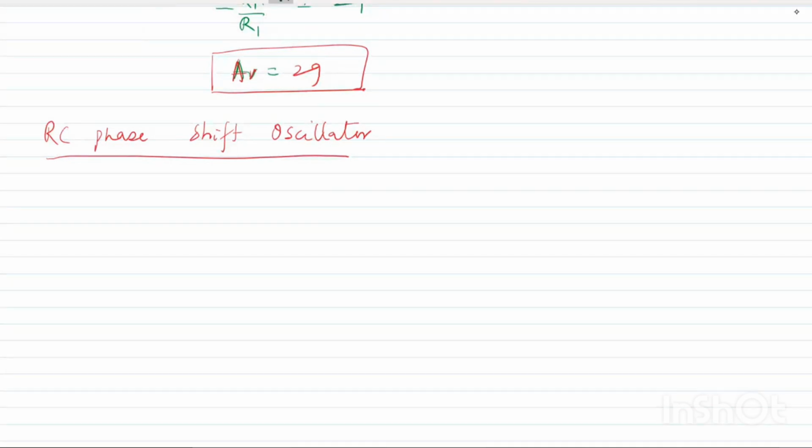So what are the conditions we are getting? The condition for RC phase shift oscillator is F0 is 1 by 2 pi root 6 RC, right? And second is AB.